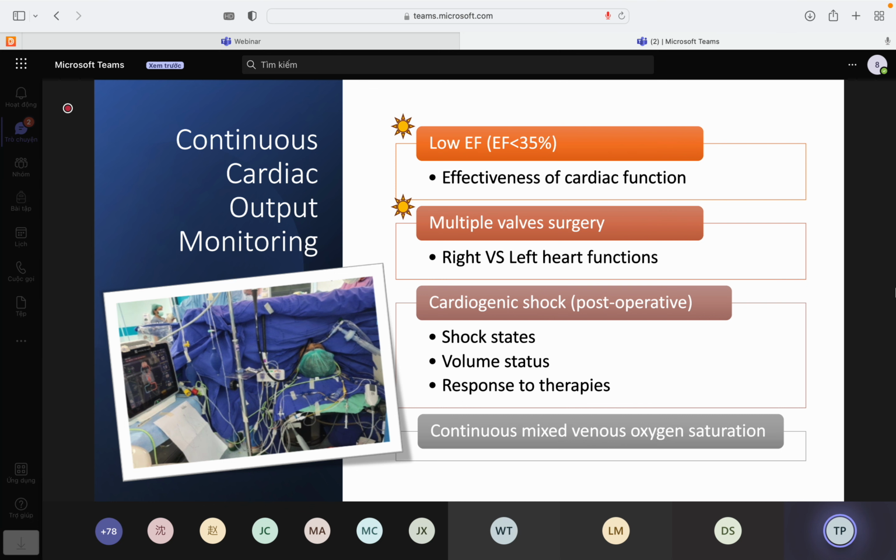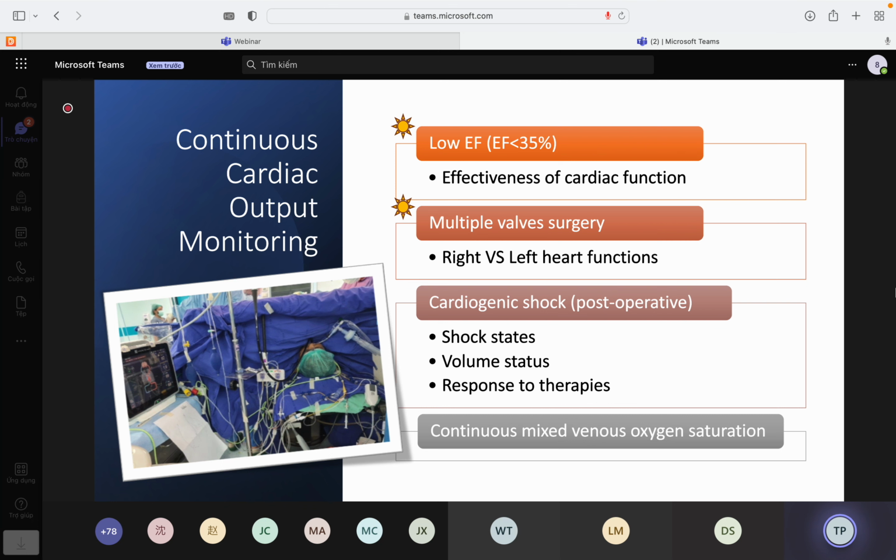In our center, we take care of some heart transplantation cases, about 10 to 15 per year. So heart transplantation is also indicated for this monitoring. The second most common use is for multiple valve pathology. Because our center is classified as tertiary care and a medical school hospital, most of our patients are severe cases presenting with decompensated heart failure.